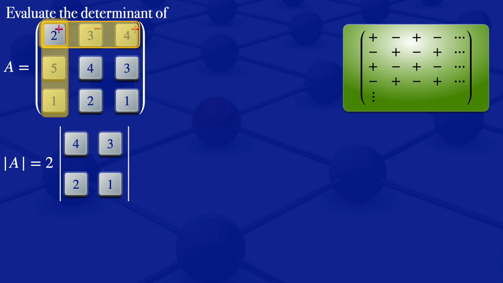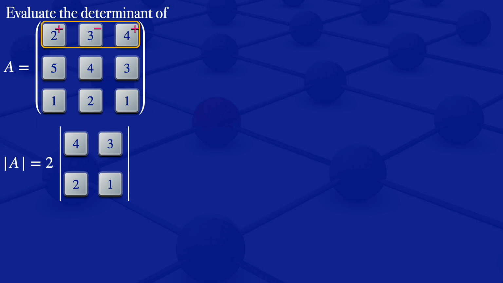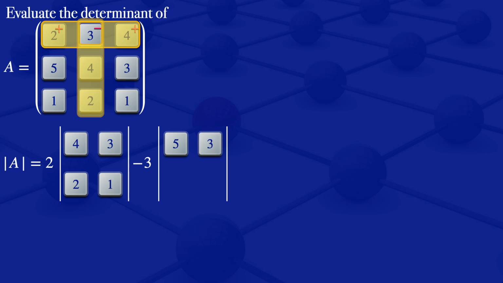I will now go on to the next element in the highlighted row, the 3. Close the row and the column containing the 3. In this case, its sign factor is a minus. So it will be minus 3 multiplied by the determinant of the uncovered elements. The uncovered elements there are 5, 3, 1, 1.